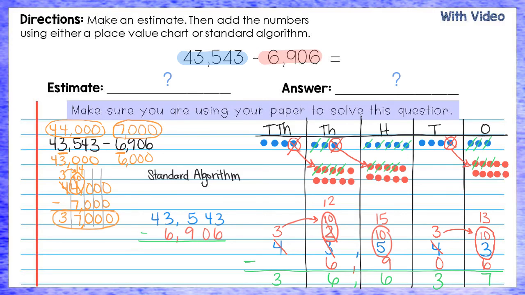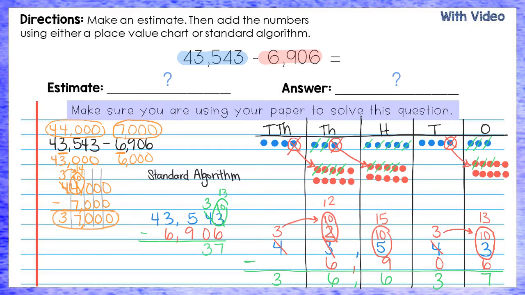All right, here we go. 3 minus 6 cannot be done, so we need to regroup. We're going to take 1 ten away from the 4, giving us 3 tens, and 10 more ones. That gives us 13 ones. 13 minus 6. Let's count up from 6 to 13. 6, 7, 8, 9, 10, 11, 12, 13. That is 7. Now we have 3. Can we take away 0? Sure, that gives us 3.